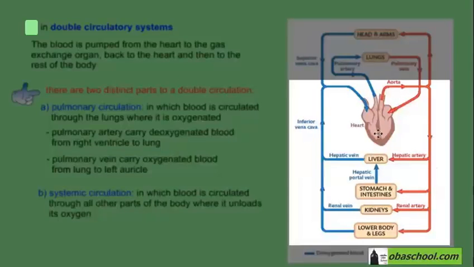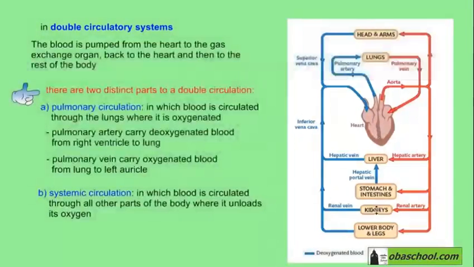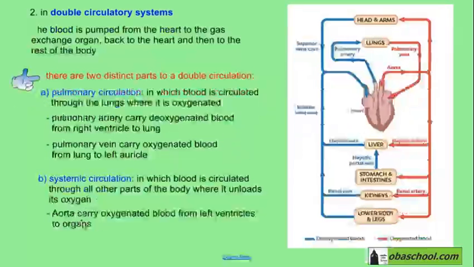The second circulation is the systemic circulation. In the systemic circulation, blood is circulated through all the parts of the body so that it can unload the oxygen. So blood is pumped from the heart to all the parts of the body, to the liver, to the stomach and intestines, to the kidneys, and to the lower body and the legs. It also goes to the head and the arms. And it is taking oxygenated blood to all of these parts of the body so that oxygen can go to them.